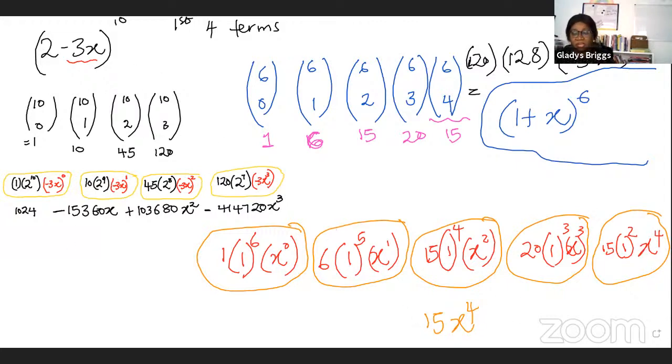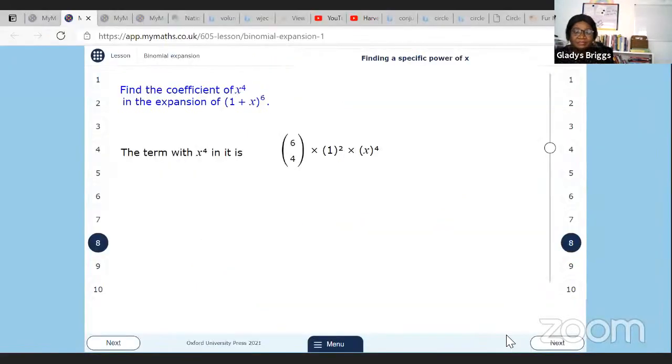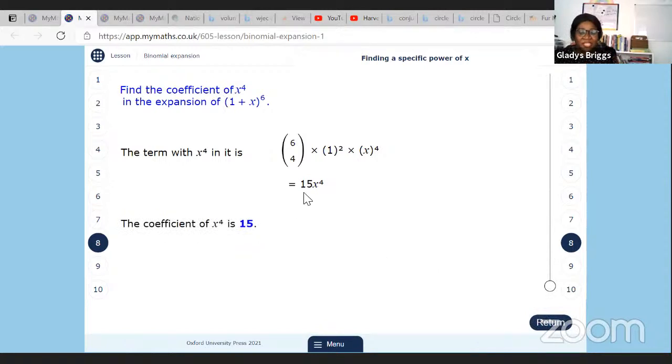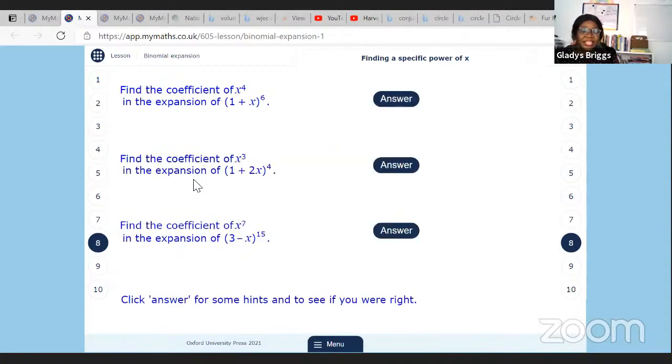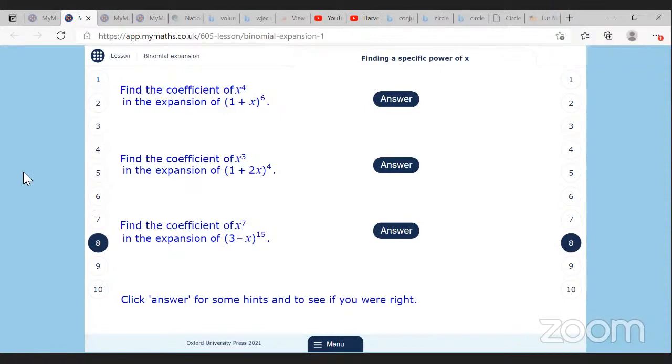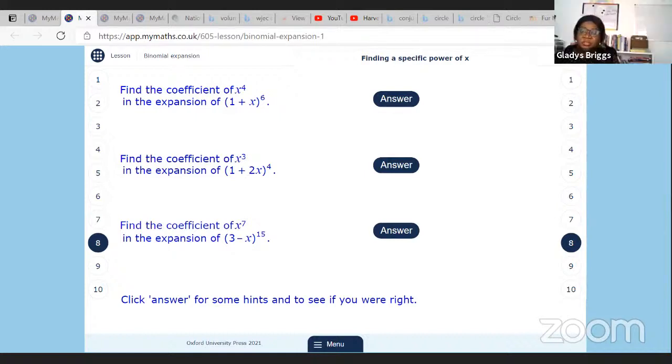So was that the answer they got? Let's see. You share. Yeah, that's it. Yeah, so the one that had the x to the power of 4. Okay, coefficient of x to the 4 is 15 in that one. Okay, so try this one now for me. What's the coefficient of x cubed on this one? It should be on this question, okay?